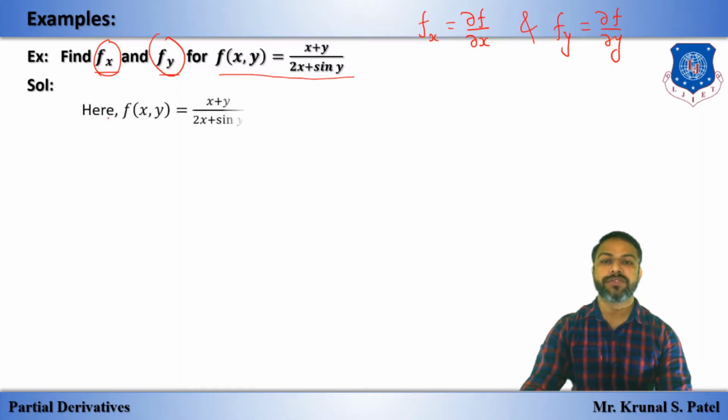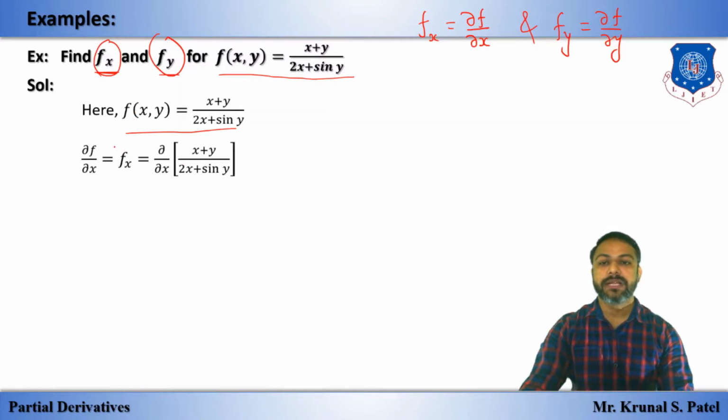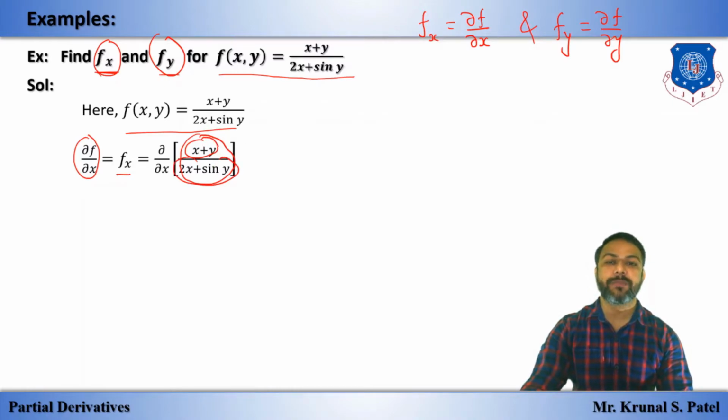So here, first we write down the given function which is given in the question. Now we want to first find fx, that means differentiating partially with respect to x. So apply del by del x on both sides. So f becomes del f by del x, and we can write this del f by del x as fx. Now we want to differentiate this function with respect to x, and x appears in both numerator and denominator, so we will apply the quotient rule here.